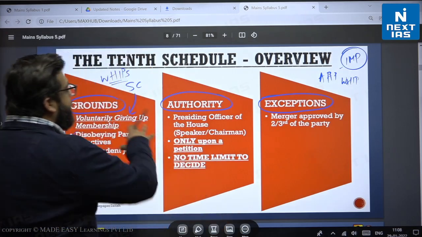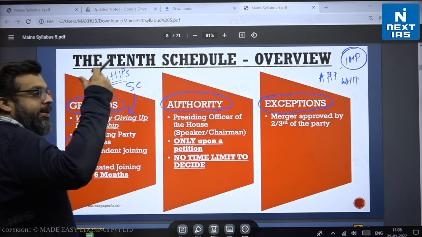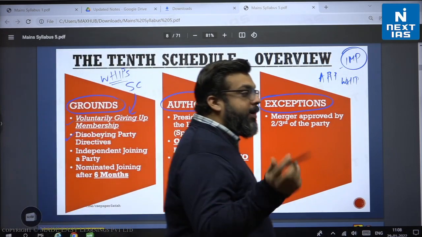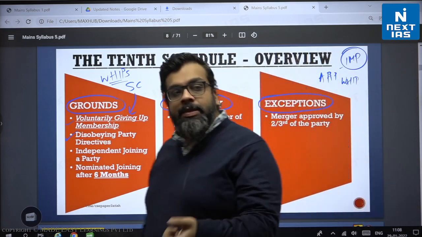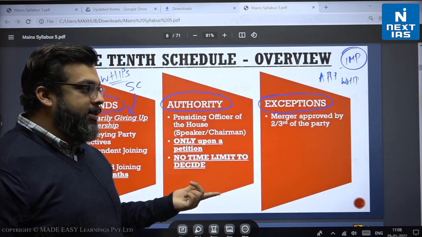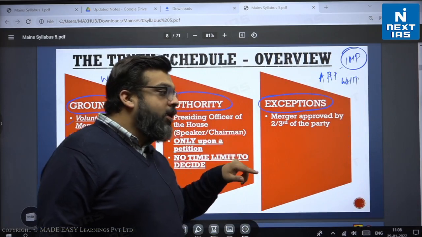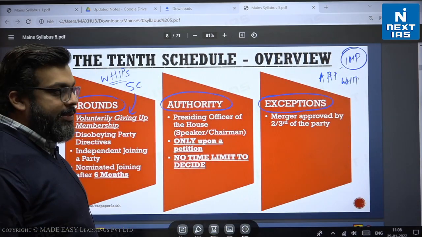Okay, a whip is basically a class monitor, and there are leaders of the house. There is a leader of government, there is a leader of opposition. If the prime minister is a member of that house, the prime minister is automatically the leader of that house, and if the prime minister is not, then somebody else is, right.